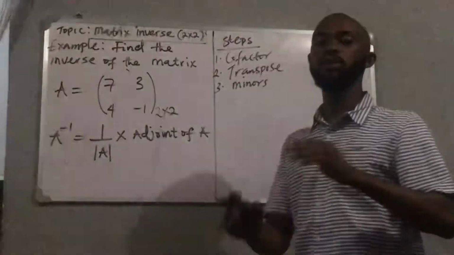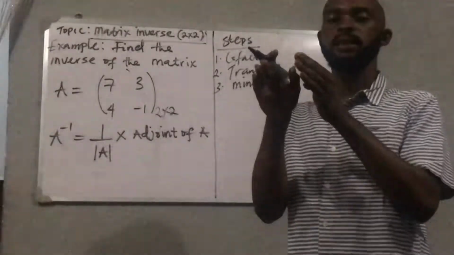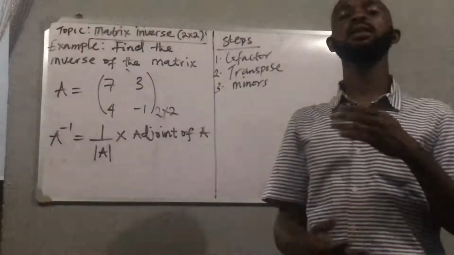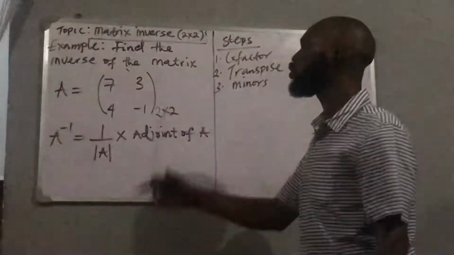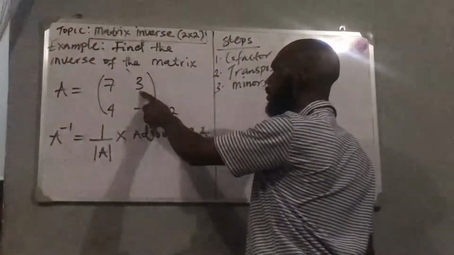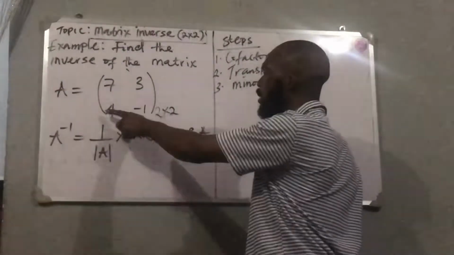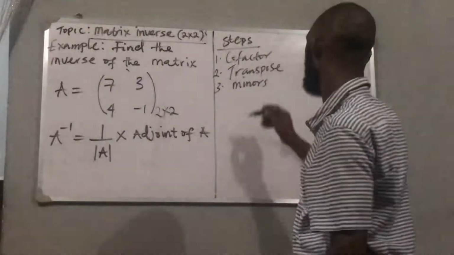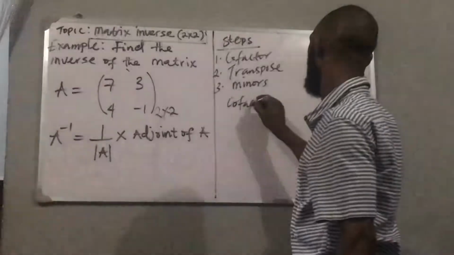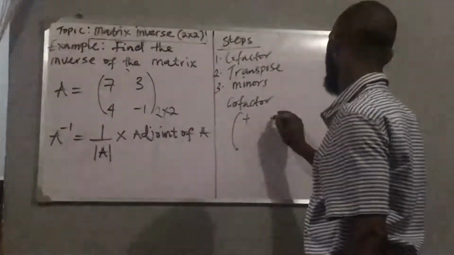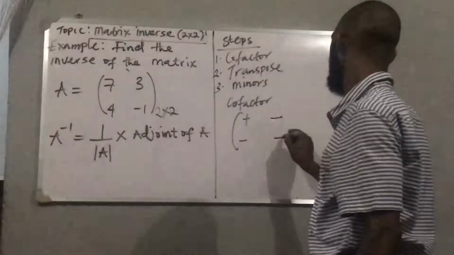Now, cofactor is just putting each element a sign. Okay, it can either be positive or negative. Now, since we have a 2 by 2 matrix, the first element takes plus, the second element takes minus, then this takes minus, and this takes plus. So that's your cofactor: plus, minus, minus, and plus.